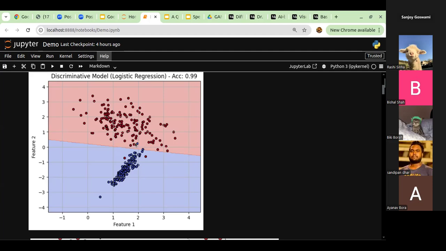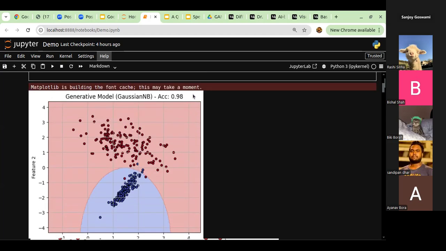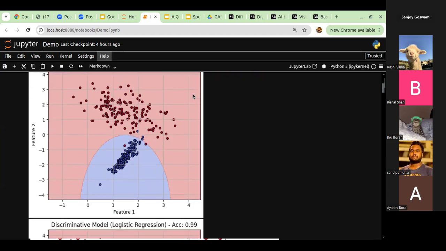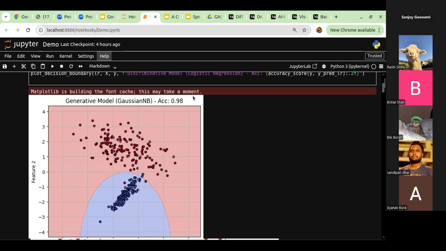The blue has appeared over here and two red points have appeared over here. But its learning accuracy is almost 0.99, 99% accuracy. So it is learning the decision boundary and giving an accuracy of 0.99. Now see this Gaussian Naive Bayes model. Accuracy is slightly less, 0.98.